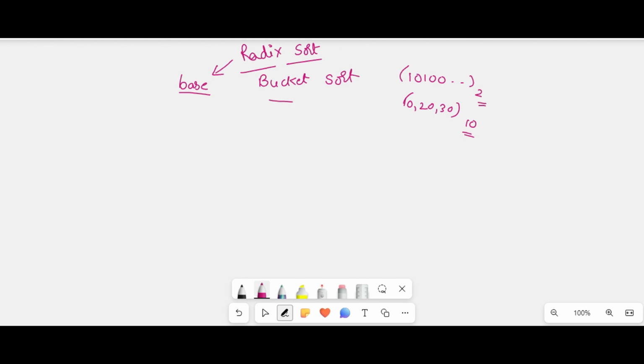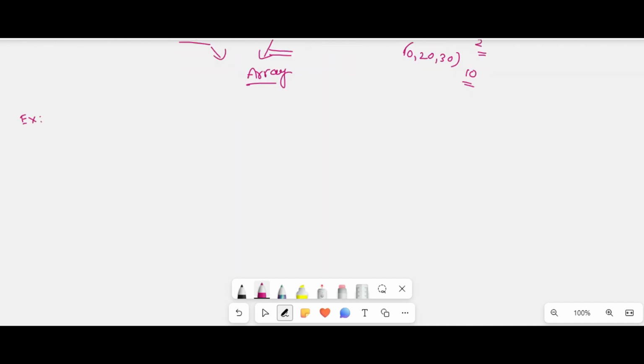Now, why is it called bucket sort? Because we are considering buckets to sort the elements. Here a bucket is nothing but an array. Don't imagine that we will take one bucket and insert something into it. Not like that. A bucket is simply an array. Using an array based on the base, we will sort the elements. That's why it is called radix sort. Simple. Now, for an example, let us see how the elements are sorted using the bucket sort technique.